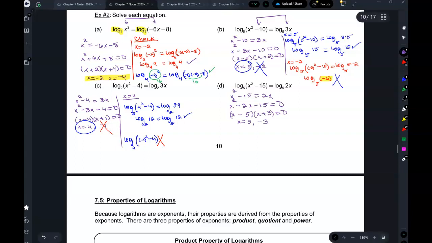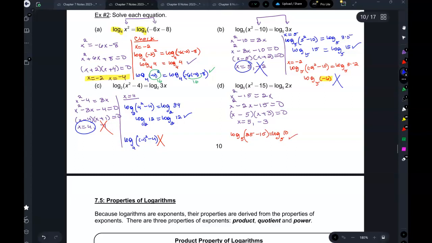All right, so let's see. The x equals 5, log base 5 of 5 squared, which is going to be 25 minus 15, equals log base 5 of 2 times 5. So I have log of 10, those are equal, so that works.